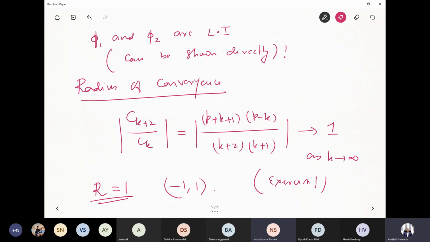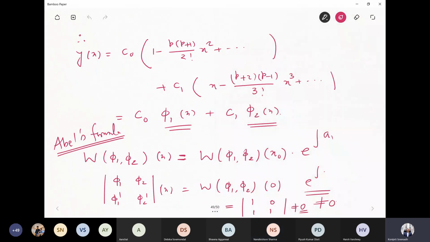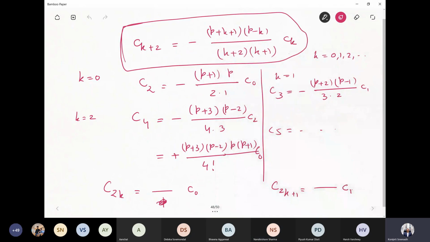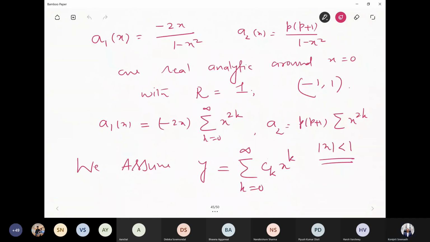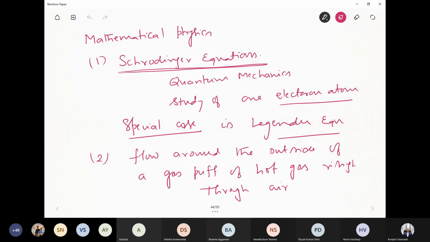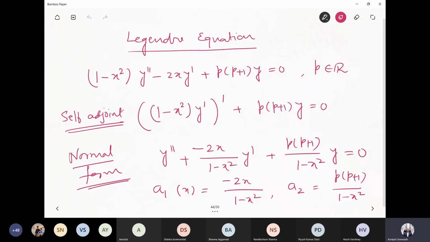Sir, here is p any function or constant? P is a scalar, right? That's what I said. P is a scalar, which is a real number. That's what I said in the beginning. P is a scalar. P is a real number. Yes.